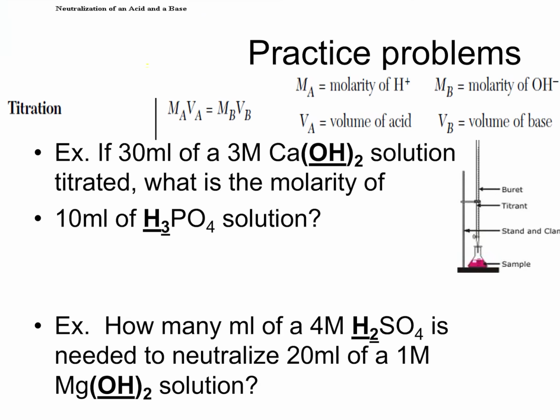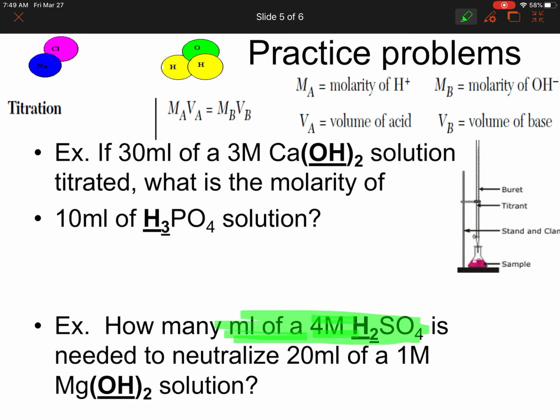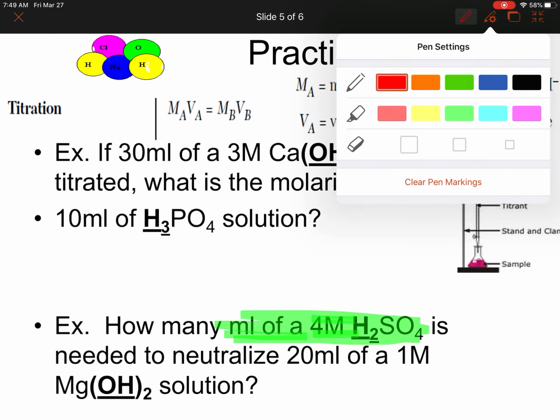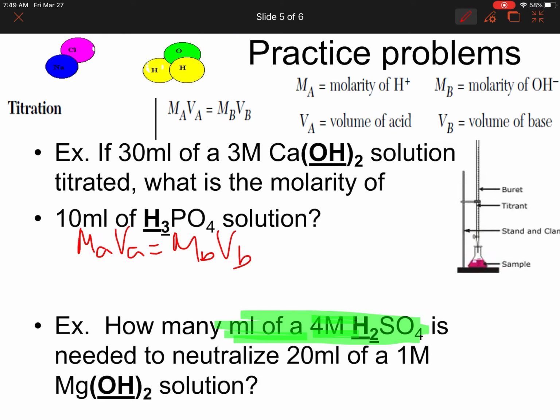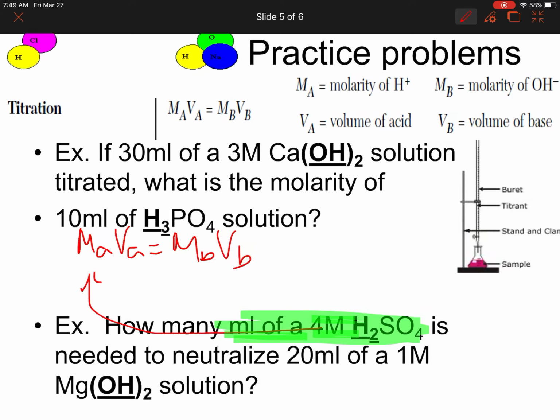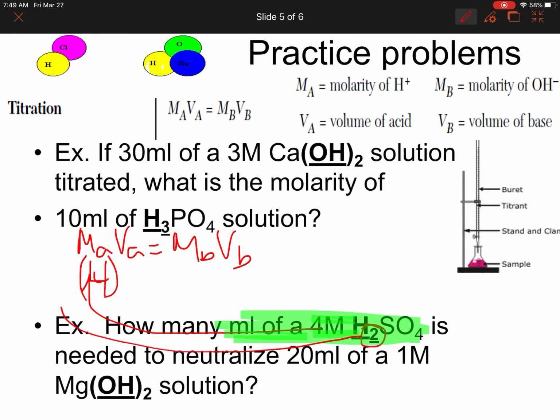Here we go. Question here says, how many milliliters of a 4 molar H2SO4? Again, guys, hydrogen in front, acid or base. It's an acid. So let's write out the formula again. All right? MAVA equals MBVB. Okay. So it says 4 molar H2SO4. Well, that's the molarity of the acid, 4. How many hydrogen ions are here, people? H2. So multiply this side by 2.